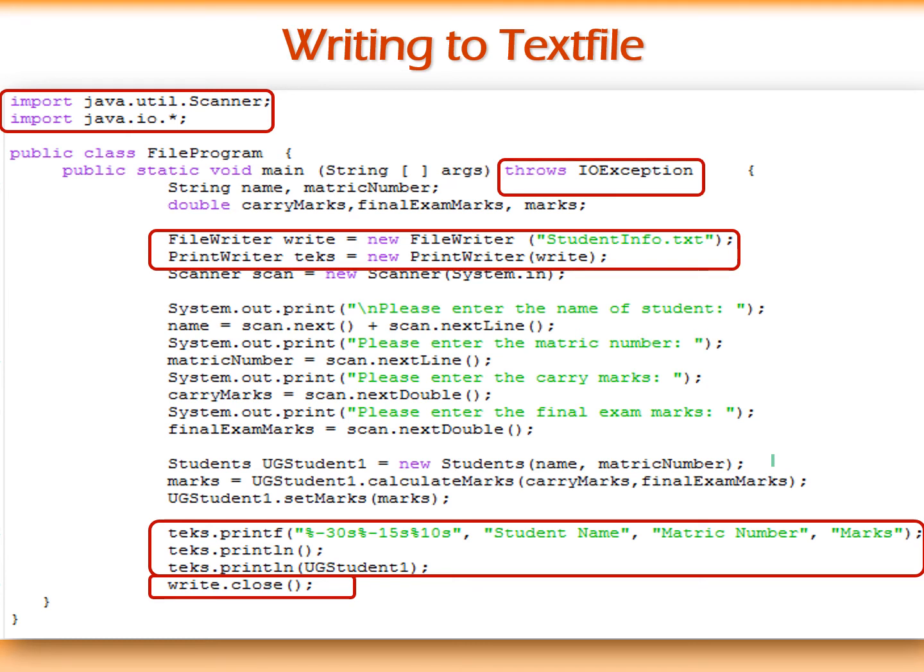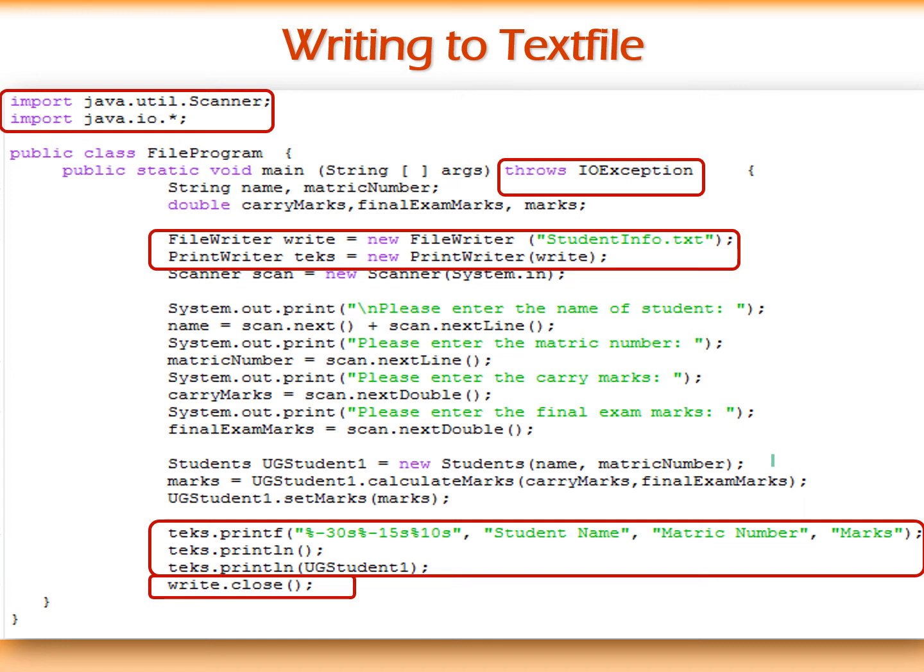And then here is basically what happens. It's storing the data. Text here is the print writer. So when you do text dot print, this part of the code will print the data in the file, which is studentinfo.text. It will store data in this format: student name, metric number, and so on. It will print this on top of the file, and then it does print line, and then it prints UG student 1. What happens here is that the toString method for the student class will be called, so it will print the data that you have entered, and then you close it.